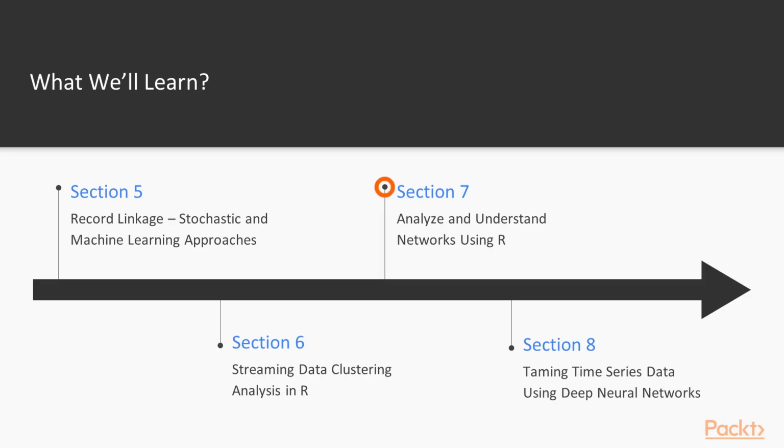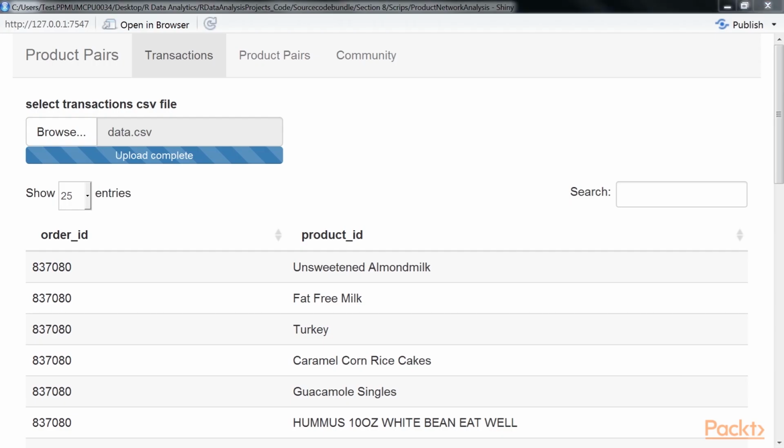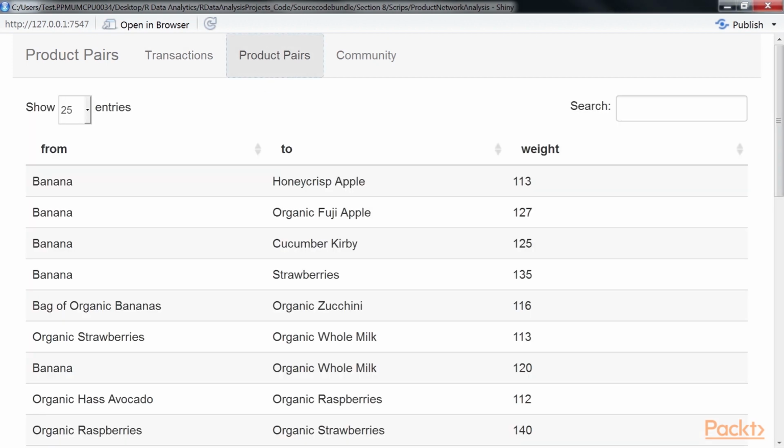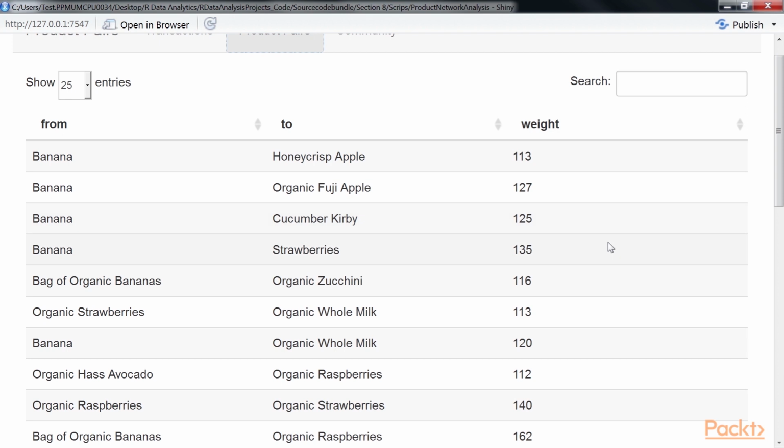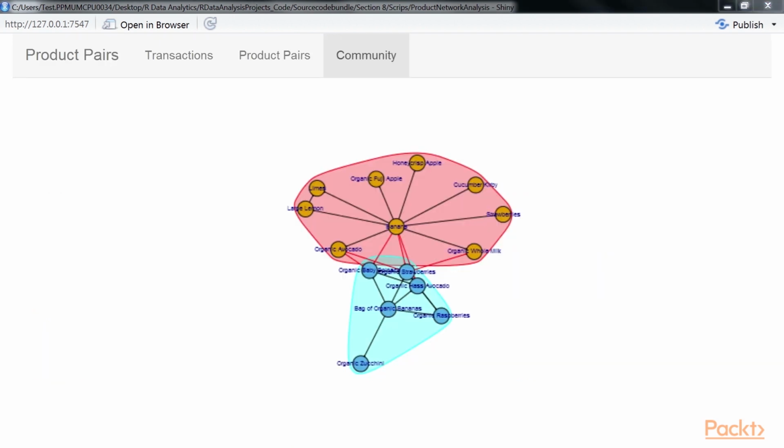Section 7, Analyzing and Understanding Networks Using R, covers the igraph package for performing graph analysis in R. We solve product network analysis problems with graph algorithms. We will also see an R Shiny application for networks.